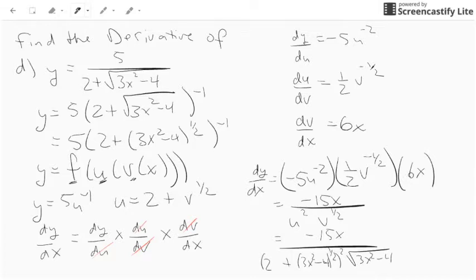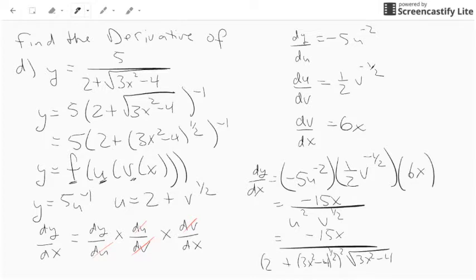So when you're doing the chain rule where you've got nested functions, really all you're doing is taking the derivative of the outside function, then multiplying by the derivative of the inside function, and then multiplying by the derivative of the inner function, and you just keep going in here.